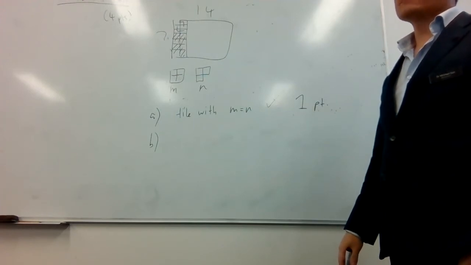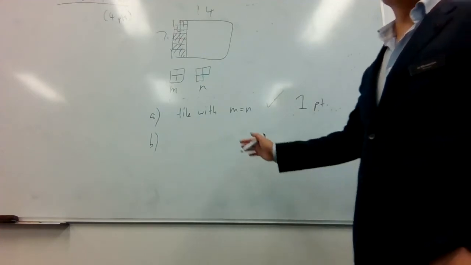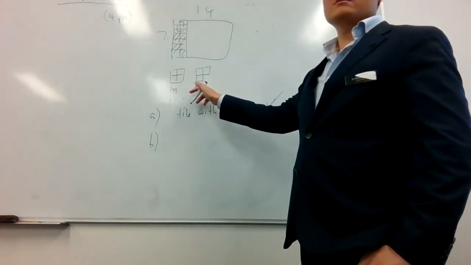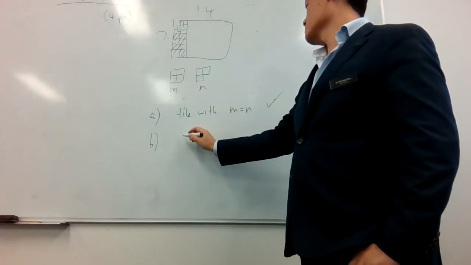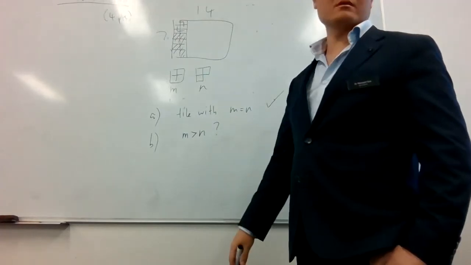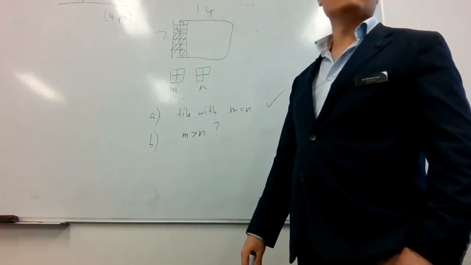B is like, can there be more M's than N's? Or can it be done with more of these than those? Yeah, more squares than L's. Is m greater than n possible? No. Yeah, it is. It's very possible.